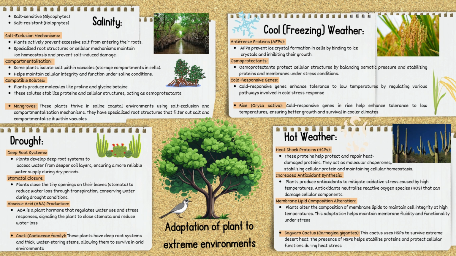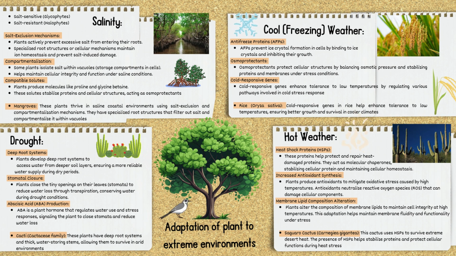The next condition is cool, freezing weather. They have the antifreeze proteins, AFPs, that prevent ice crystal formation in cells by binding to ice crystals and inhibiting their growth. The next one is osmoprotectors, which protect cellular structures by balancing osmotic pressures. And the next one is cold responsive genes that enhance tolerance to low temperatures by regulating various pathways involved in cold stress response.